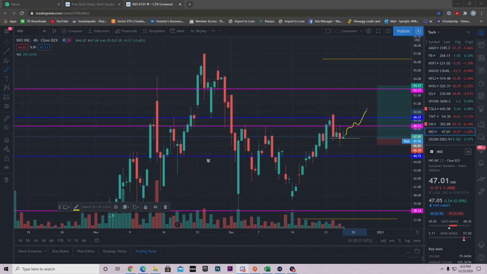Anyways, guys, this was my thought process on NIO. Tomorrow, as long as we hold this area, NIO is going to be completely fine. So I'd like to see some upward momentum, but don't expect too much. It is a short day tomorrow.